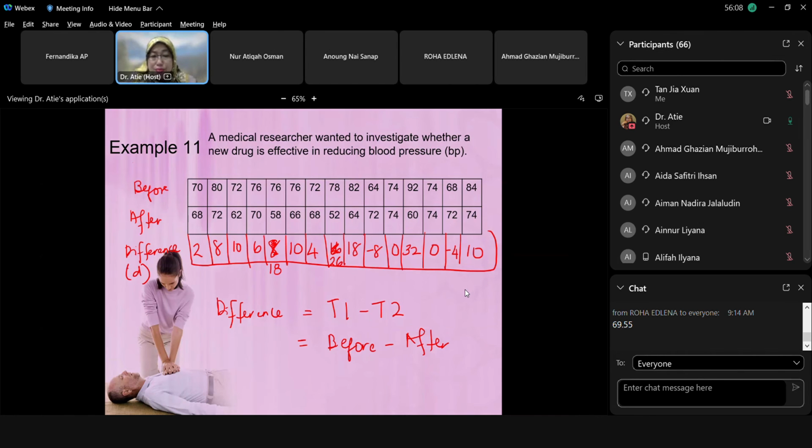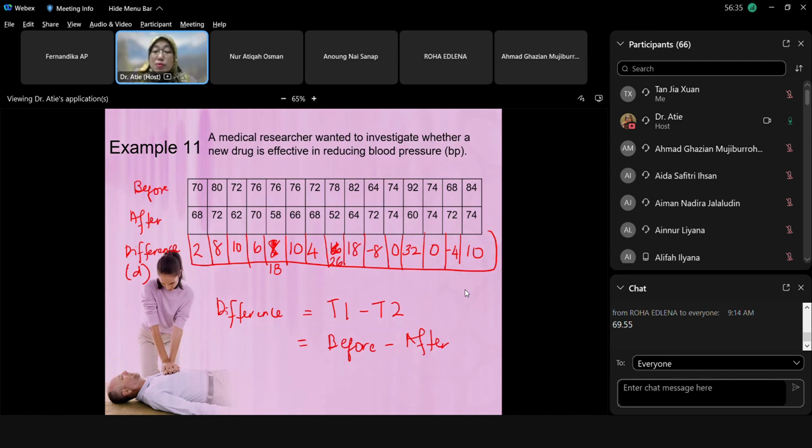Okay, so what I want you to do next. By the way, remember I told you the main objective of doing the two sample t-test is actually to find differences. Remember? To look at the differences, to find whether they are different or not. Remember I mentioned that just now.